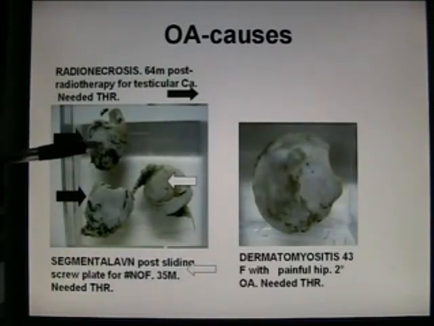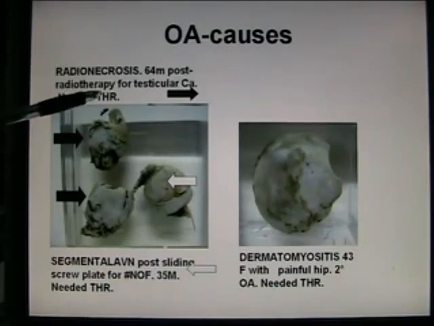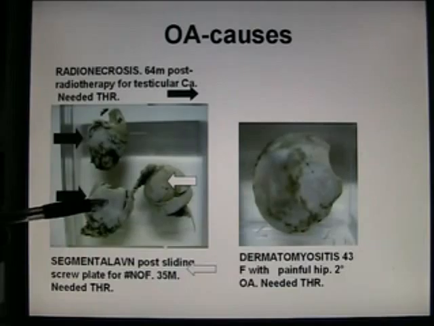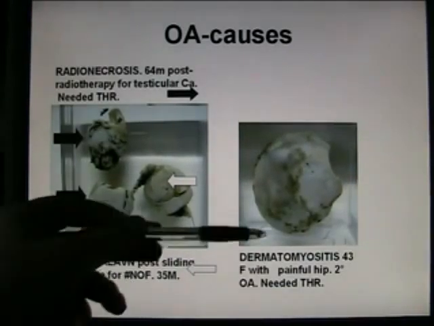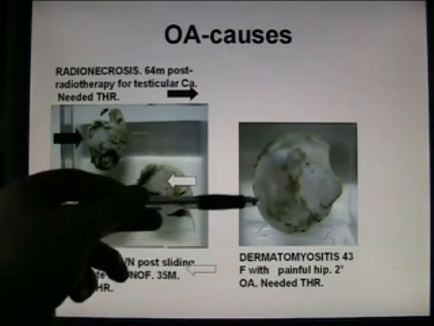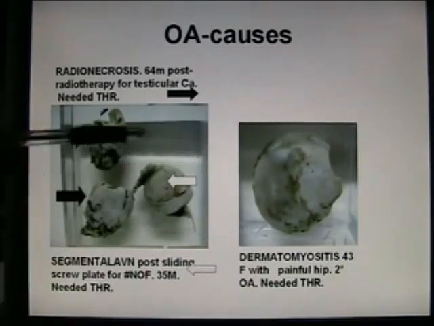Here's destruction of a femoral head, radionecrosis, after radiation for cancer. Here's AVN of a head from trauma, pin and plate, young man. Here's an unusual cause, dermatomyositis, causing destruction of a hip joint, secondary OA.